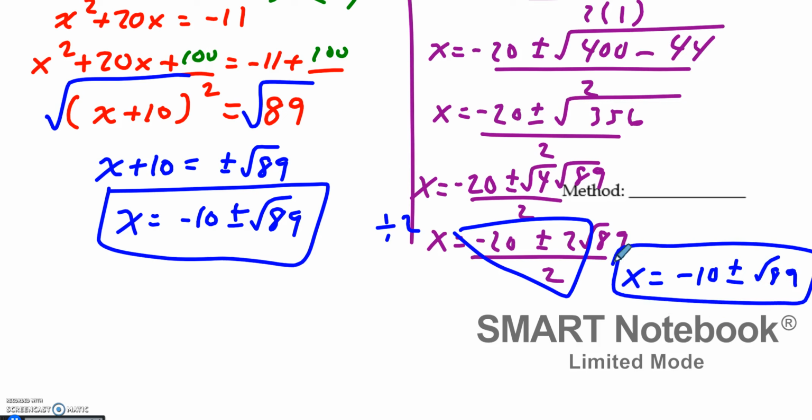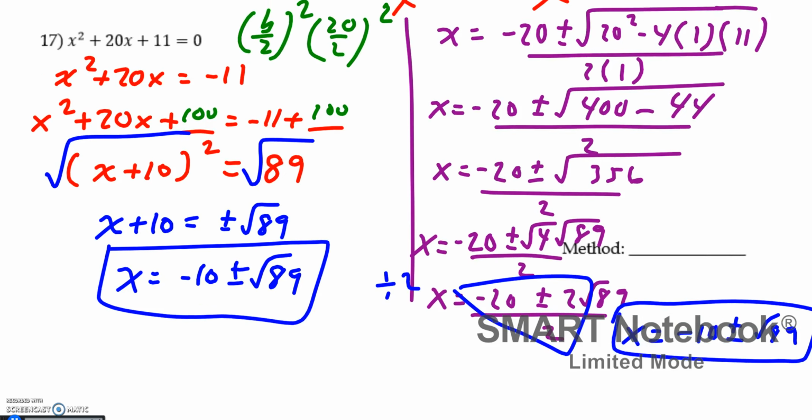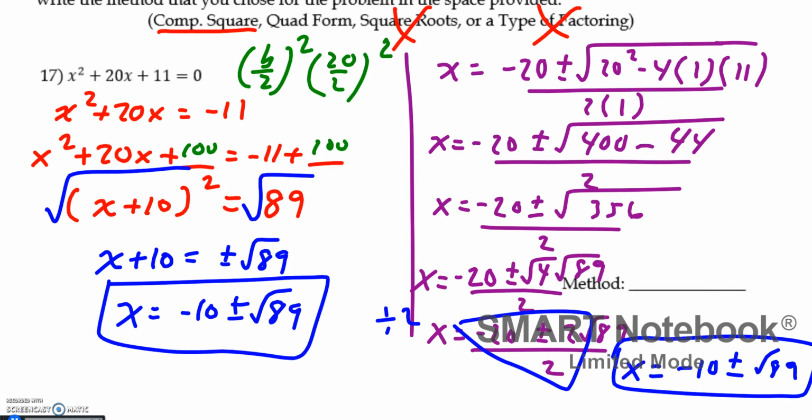I would say, though, for time on a test, I feel like it took me a lot less time to do completing the square than quadratic formula. But I know under pressure, sometimes some of you might prefer quadratic formula, so I want to show you that both are possible. So I'm going to write completing the square as an option, or quadratic formula.